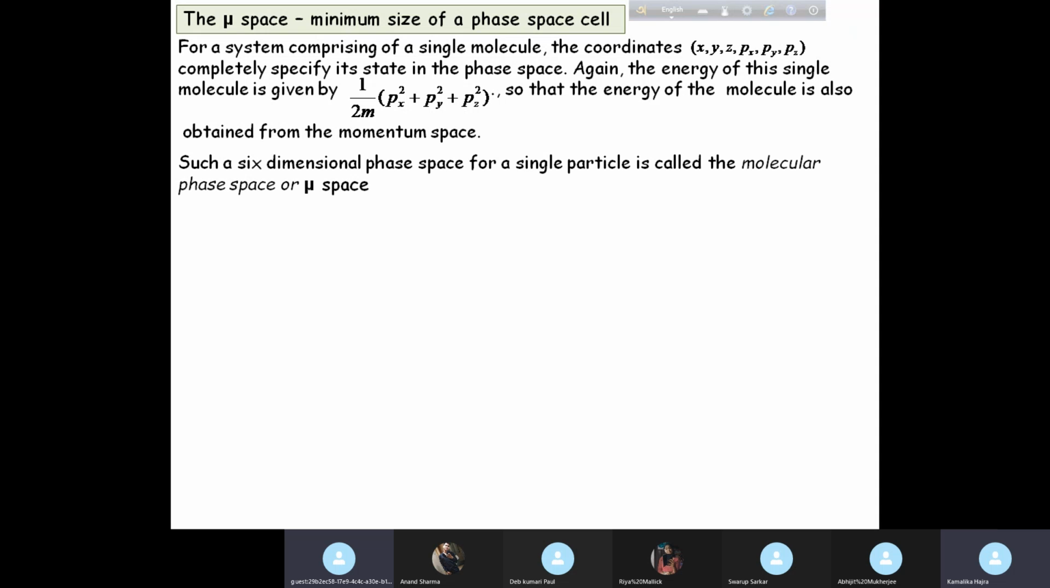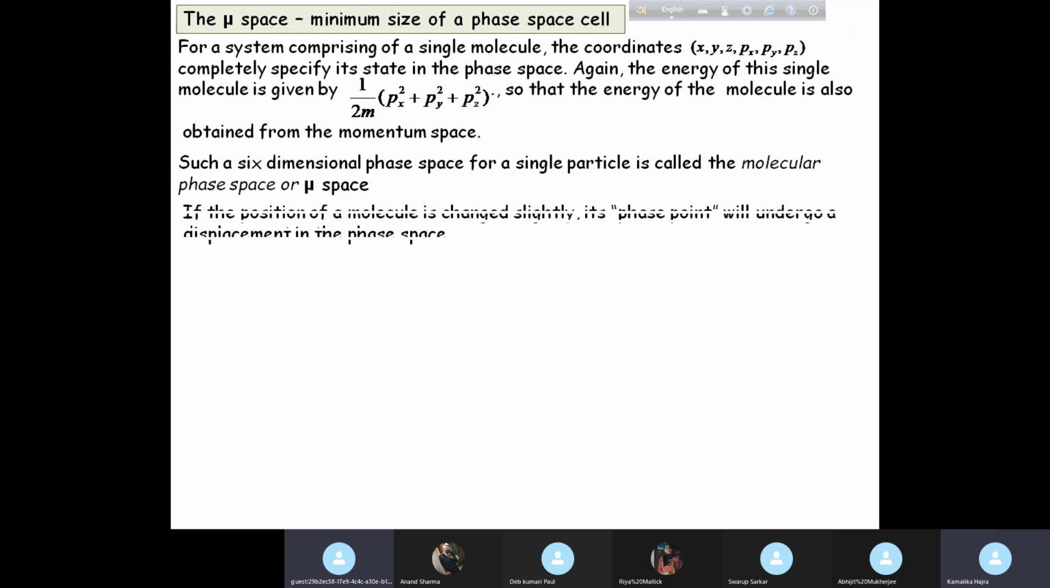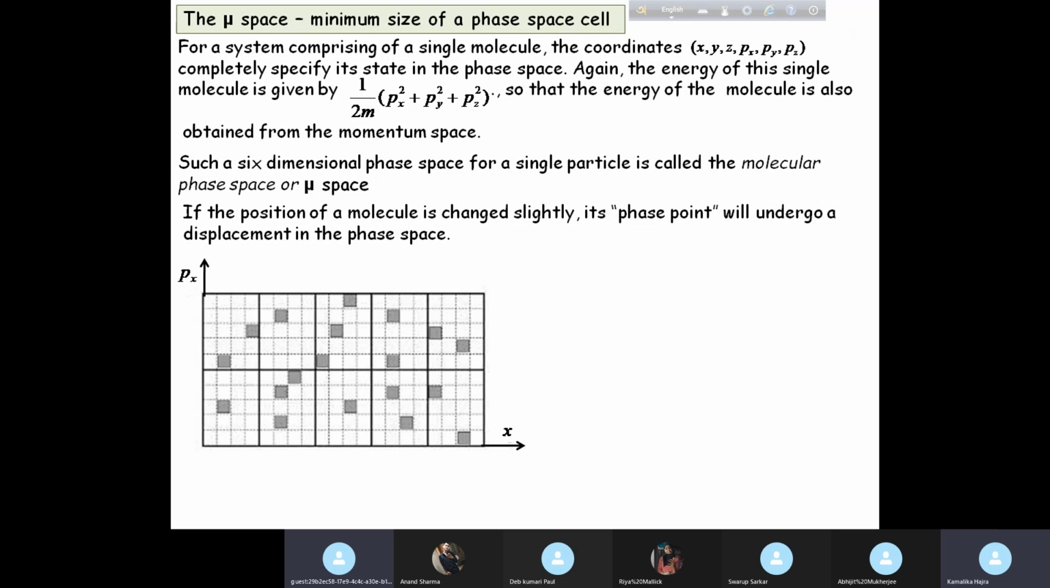Now, a six-dimensional space for a single particle is called a molecular phase space or mu space. Okay. So you have to understand that the phase space is for the system. The mu space is for a single particle, six-dimensional space for a single particle, which is called the molecular space or the mu space. Okay, if the position of the molecule is changed, the point in the phase space will change. All right. So this is the phase space.